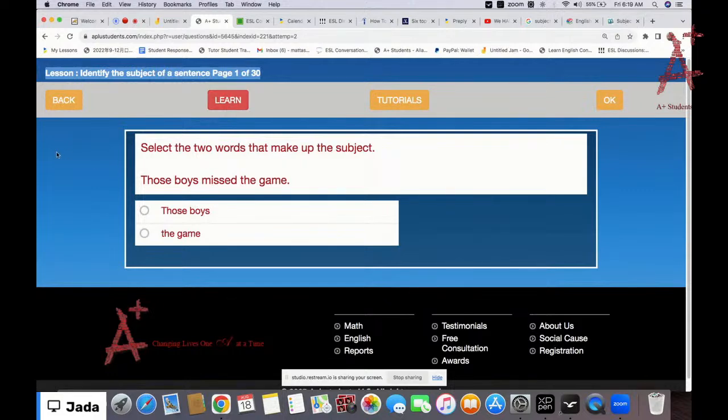Select the two words that make up the subject. Okay, so you need to just select the two words that make up the subject. Those boys missed the game. Is it those boys or the game? So now it's those boys, because who missed the game? It's the boys, right? Yeah, so they're the subjects.